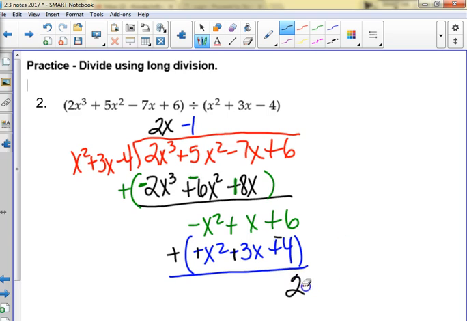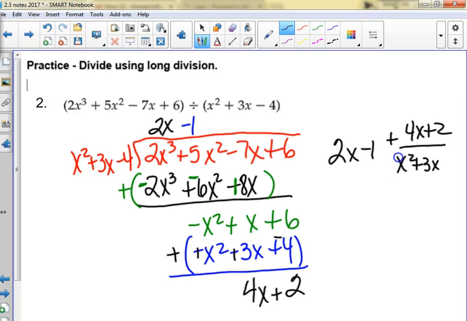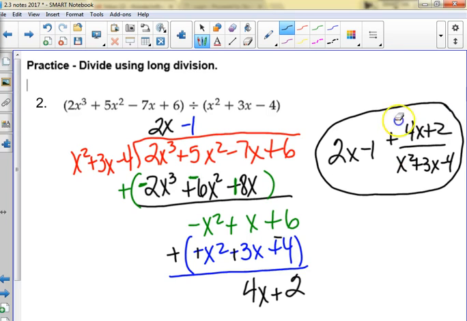That is what I have. I have 2 as the remainder. You are right. 4x plus 2, right? Did anybody else have 4x plus 2? Okay. Sorry. So the answer is 2x minus 1 plus 4x plus 2 over x squared plus 3x minus 4. If it says to write any remainder as a fraction, that's what it would be asking you to do.